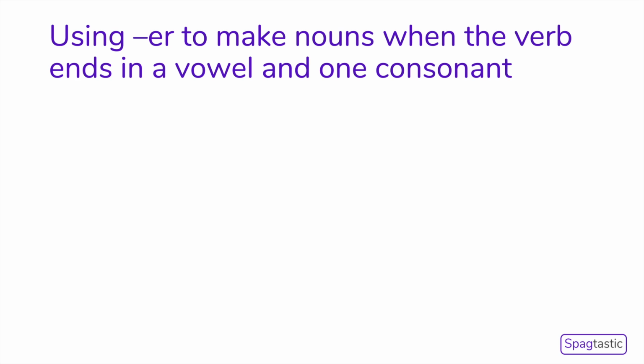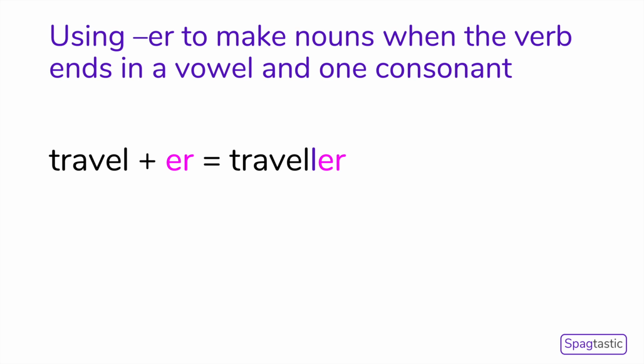In our final example, we are going to be using the suffix -er to make nouns when the verb ends in a vowel and one consonant. So here we have the verb travel. You can see it ends in an E and the consonant L. So we need to double that final consonant L and then add -er. Traveller is spelt T-R-A-V-E-L-L-E-R.